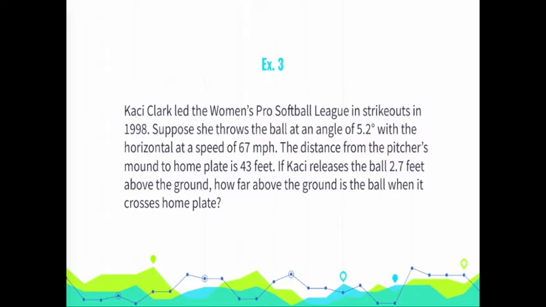Casey Clark led the Women's Pro Softball League in strikeouts in 1998, which just shows you how old this book is. Suppose she throws the ball at an angle of 5.2 degrees with the horizontal speed of 67 miles per hour. The distance from the pitcher's mound to home plate is 43 feet. If Casey releases the ball 2.7 feet above the ground, how far above the ground is the ball when it crosses home plate?